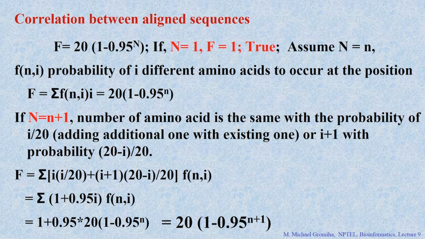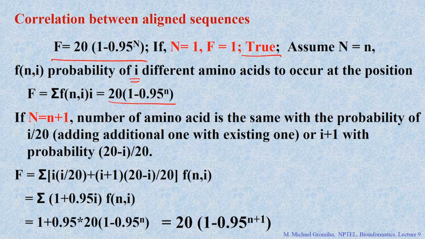So in this case imagine the equation with two conditions: n equal to 1, or n equal to n plus 1. If in both cases you are able to fit this equation, then you can say that you can use this to get the independent counts. If n equal to 1, then it will fit this equation, with f equal to 1, which we discussed earlier. So that is true. Then assume n equal to n, where f of n, i is the probability of different amino acids occurring at the position. So if n equal to n, you will get this equation f of n, i equals 20 times 1 minus 0.95 to the power n, right, that is fine because we assumed that.